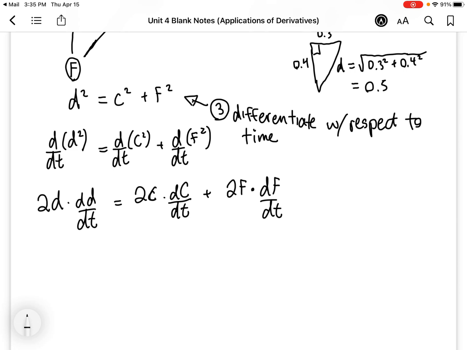Okay, and let's see, we know d, that's 0.5. We don't know dd by dt, that's what we're trying to find out. We know that c is 0.3, dc by dt is -50, f is 0.4, and df by dt is -60. So we know everything but dd by dt. So we can plug everything in and solve for dd by dt.